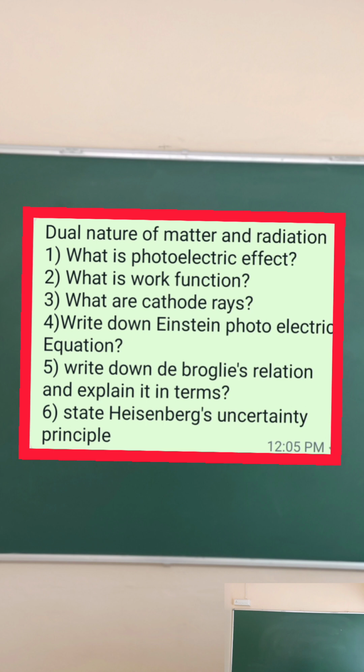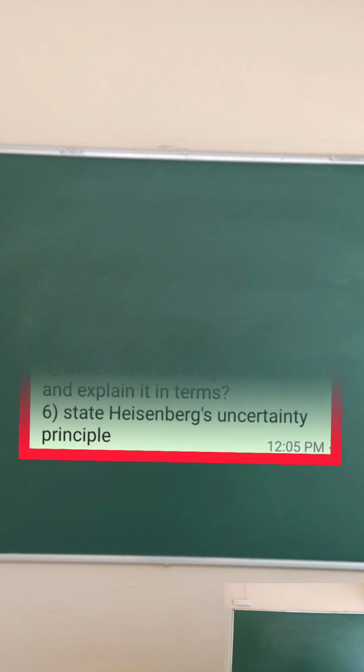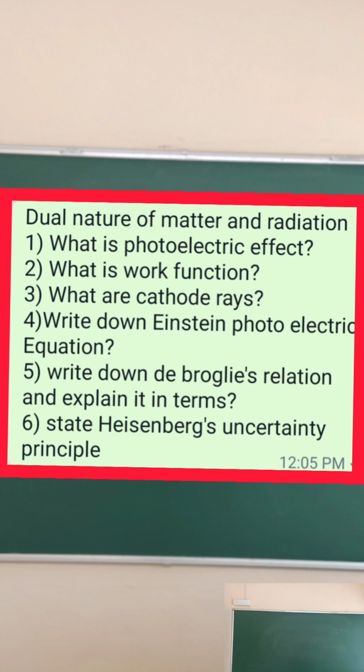The dual nature of matter and radiation. What is photoelectric effect? What is work function? What are cathode rays? Write down Einstein's photoelectric equation. Write down de Broglie's equation and explain. Explain de Broglie's relation in its terms. State Heisenberg's uncertainty principle.